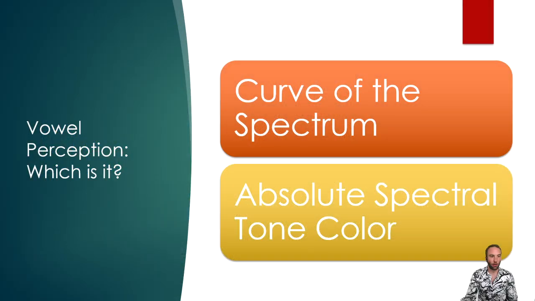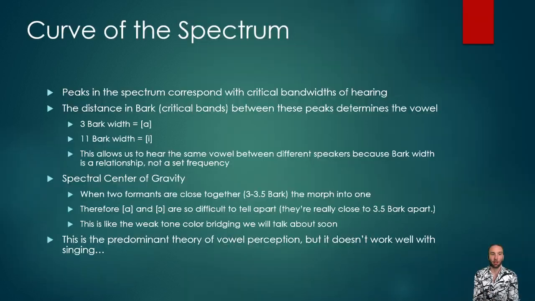All right, so now there are two ways that we like to define vowels. The first one is the curve of the spectrum. That's talking about the source filter theory and how we interpret that. The next one is the absolute spectral tone color, which is the inherent timbre in the frequency of a sine wave that we're hearing. And so we're going to talk about both of these.